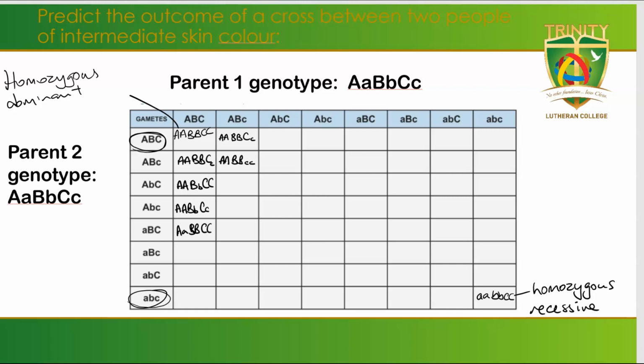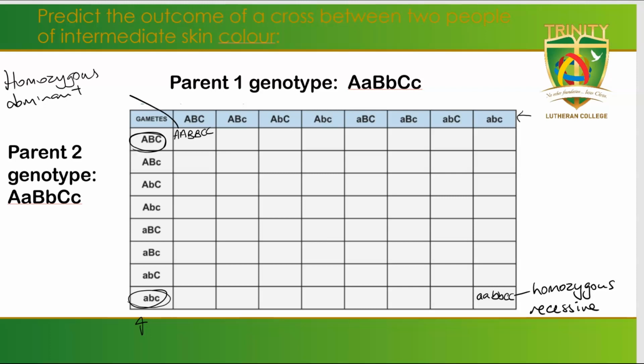So if we're going to cross 2 people of intermediate skin color who are heterozygous for each of the 3 genes, we're going to have all the different possible sperm and eggs or gametes listed up here and down here for the 2 parents. From there, you can make the Punnett square, which is going to be enormous. There's going to be 64 possible offspring here.